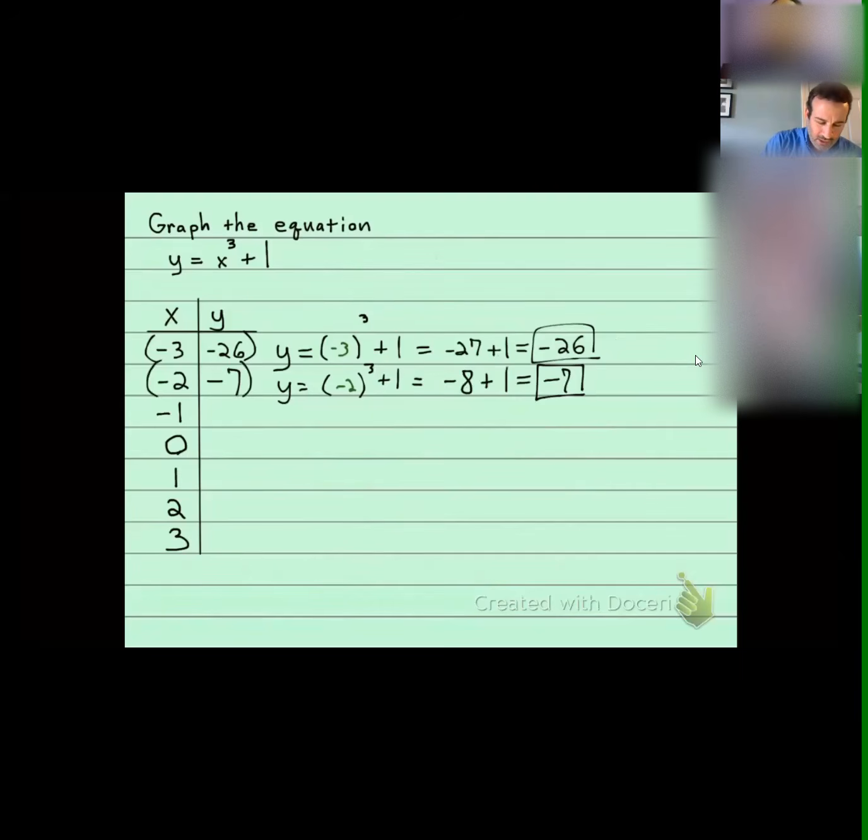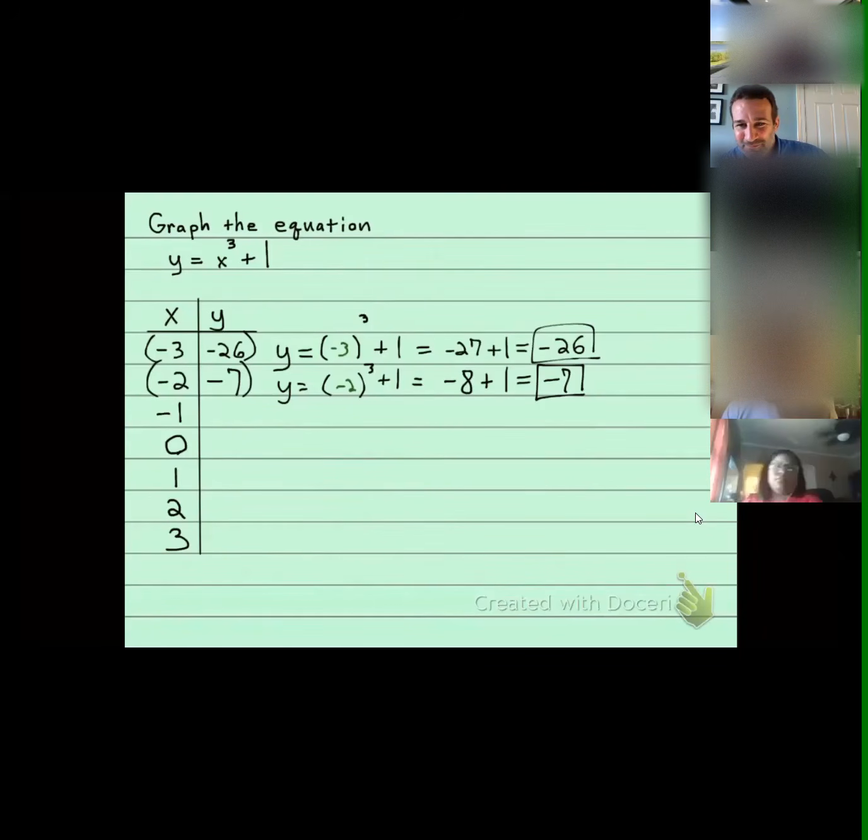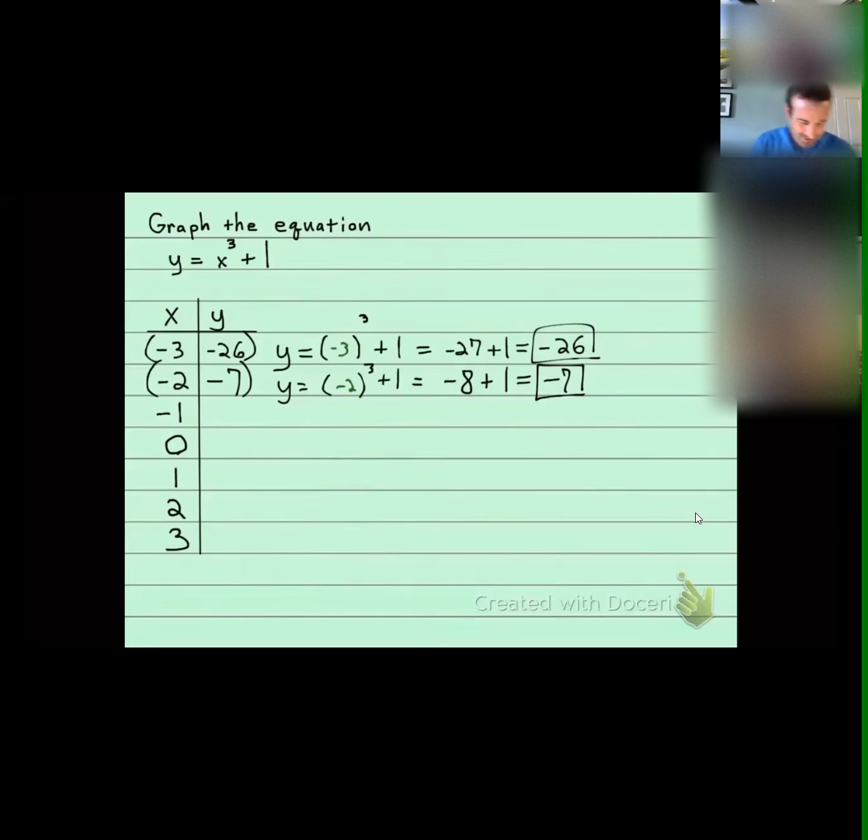All right. Let's plug in a -1. Anybody want to talk me through this one? I will. Okay. So you take -1 and put it in parentheses, to the third power plus 1 equals 0. Okay, -1 to the third power is -1, plus 1 equals 0. Great.